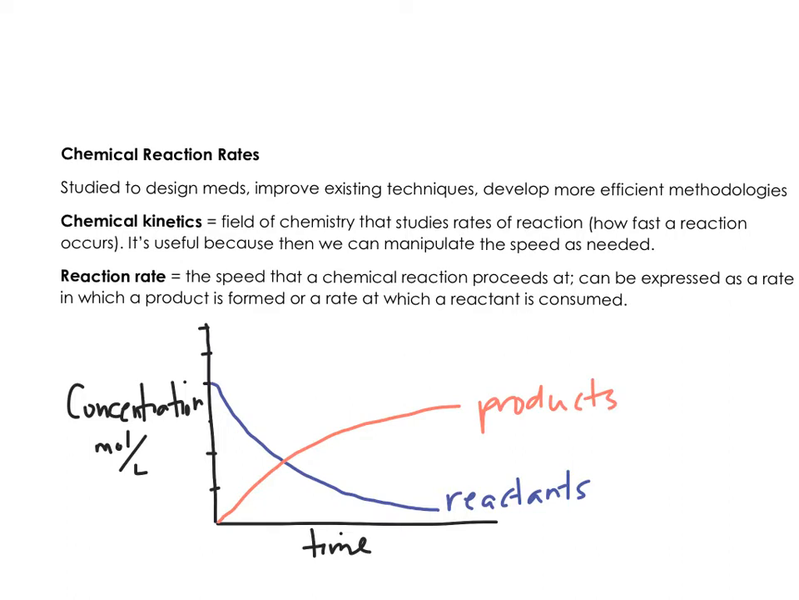When we measure rate, we actually tend to measure it right here at time equals 0, because when you do that, you're measuring the rate of change of your reactants, and there are no product molecules to get in the way of the collisions between your molecules. So we tend to do it there.